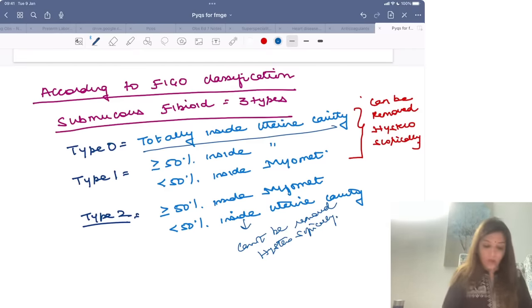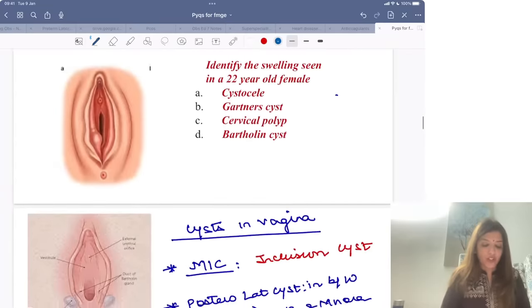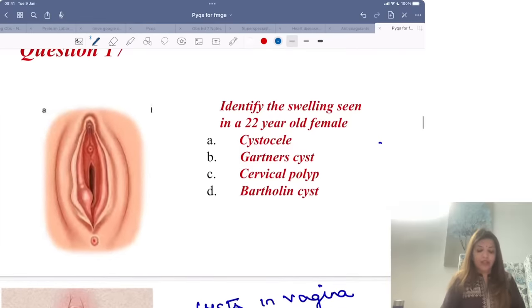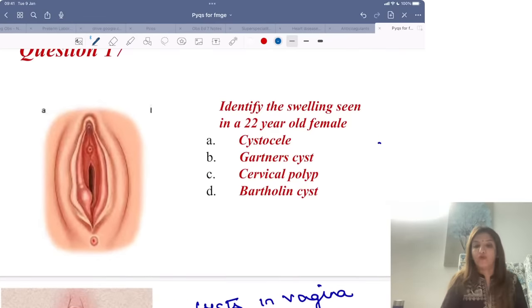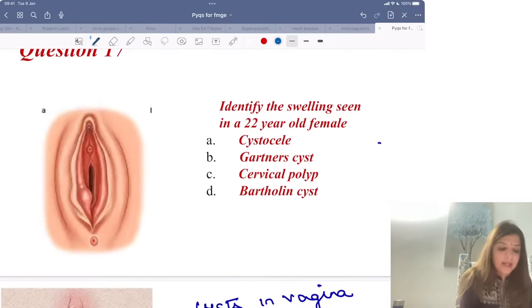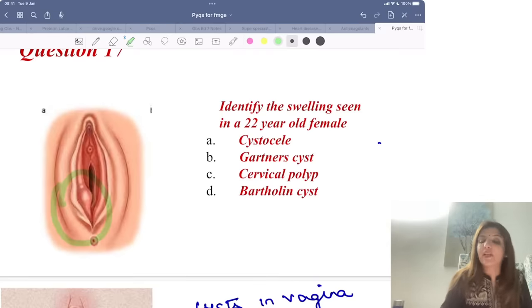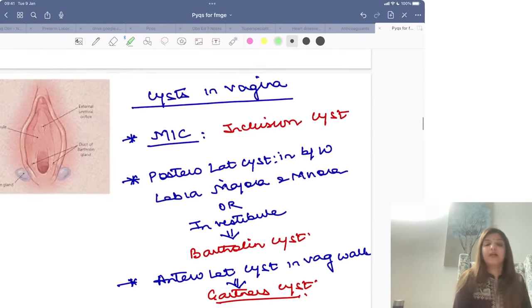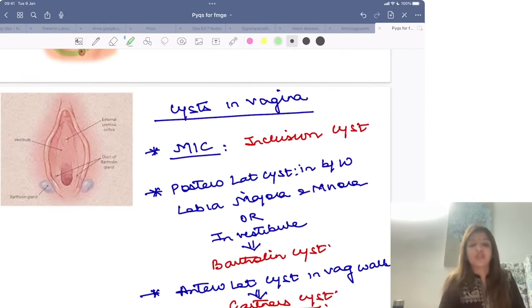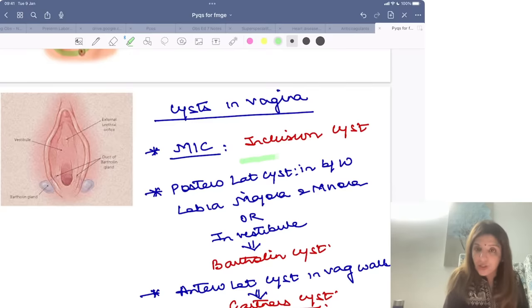Have you understood? Okay. Coming to the next question, identify the swelling which is seen in a 22-year-old female. So, this swelling, and many times question has been asked on this, this swelling which you are seeing over here is between labia majora and labia minora and it is posterolateral swelling. Please remember, there are three types of cysts jis pe questions aa sakte hain. Most common cyst which you get in vagina is inclusion cyst.